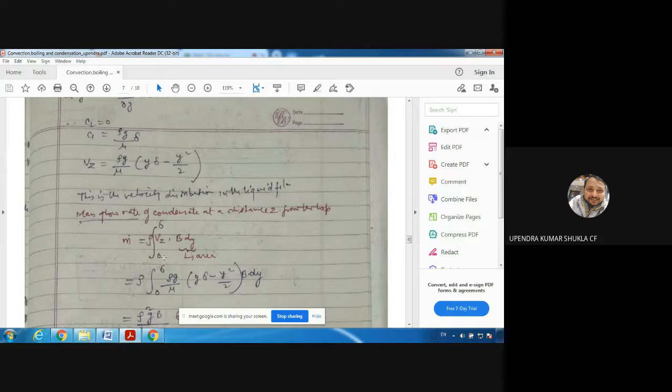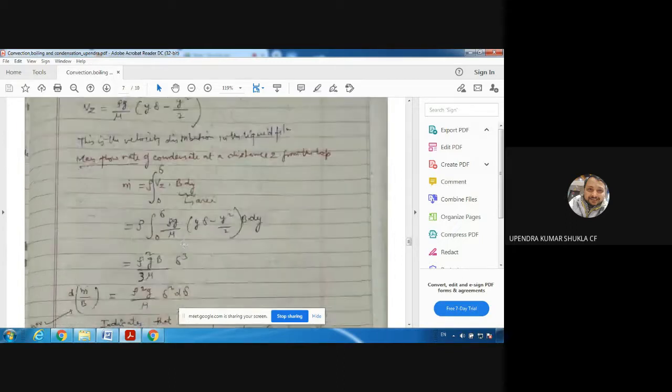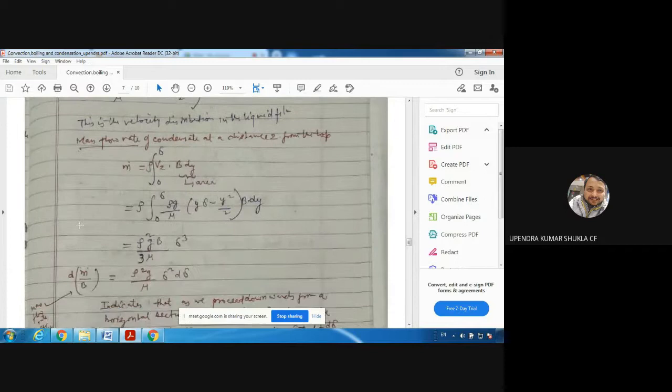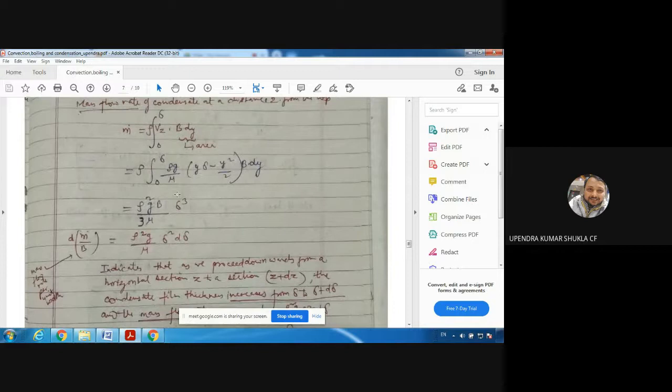But you need to find it throughout this thickness, not just b dy. So y is varying from 0 to delta, so you need to integrate to get the total mass flow rate. m dot is equal to rho integral from 0 to delta of vz b dy. You already got vz, so you put the value of vz right here: rho integral from 0 to delta of rho g by mu (y delta minus y square by 2) b dy. Once you integrate it, you will get rho square g b delta cube by 3 mu.